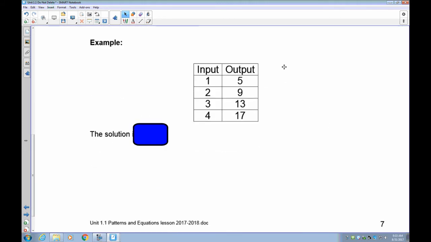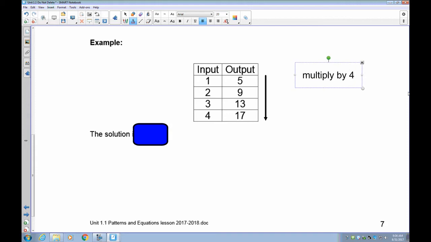All right, pause the recording and see if you can do this one. All right, so let's find out what we're doing here on the output rule. Our first step here, we're starting with 5, we're going to a 9, and a 13, and a 17. So we're going up by 4. If you're adding 4 each time, remember what this goes up by, that's what you multiply by. So we're going to multiply by 4. Whatever you go up by, that's what you multiply by.